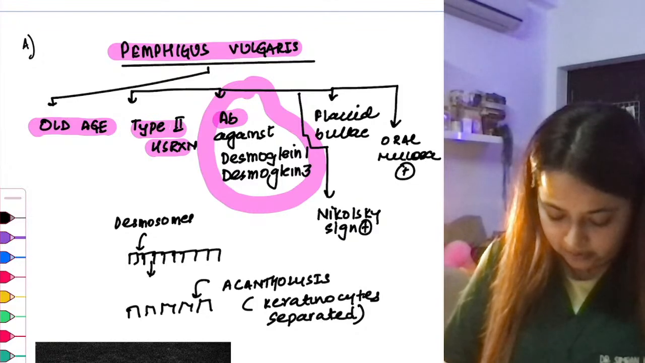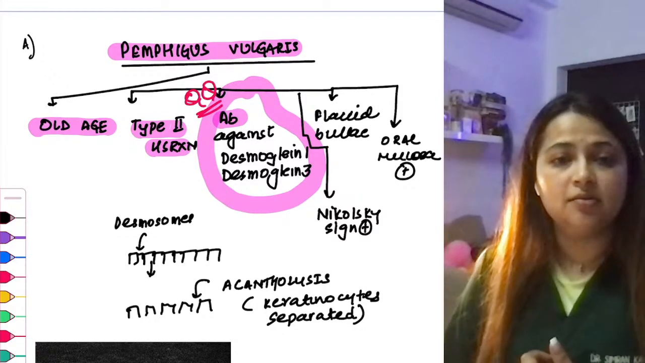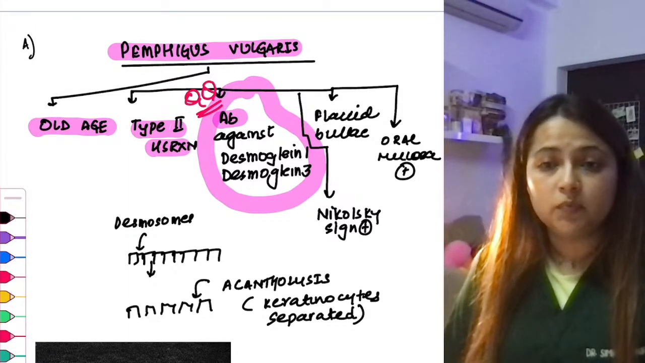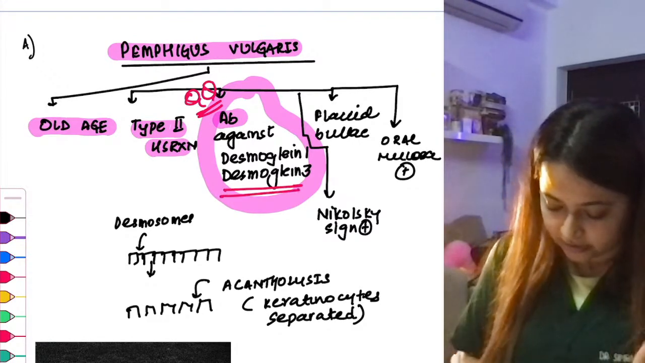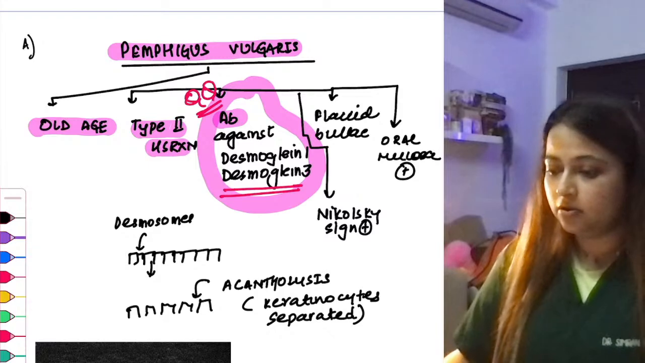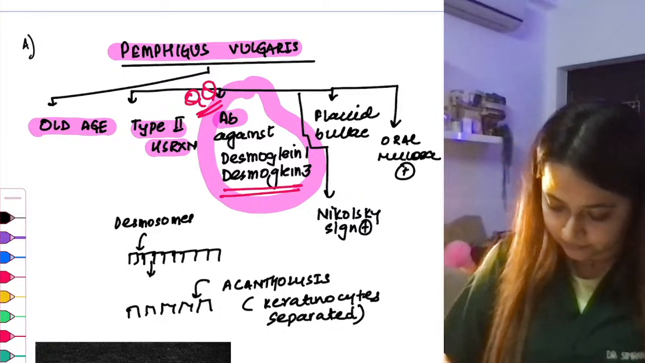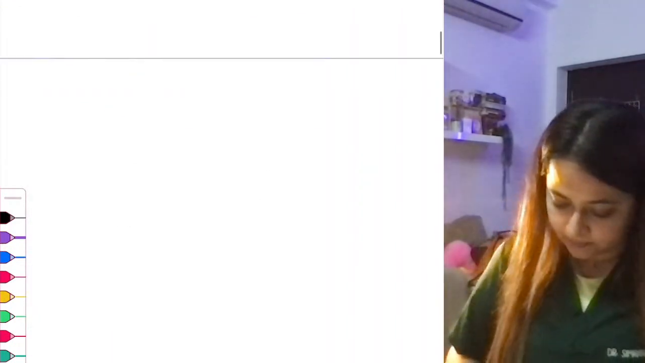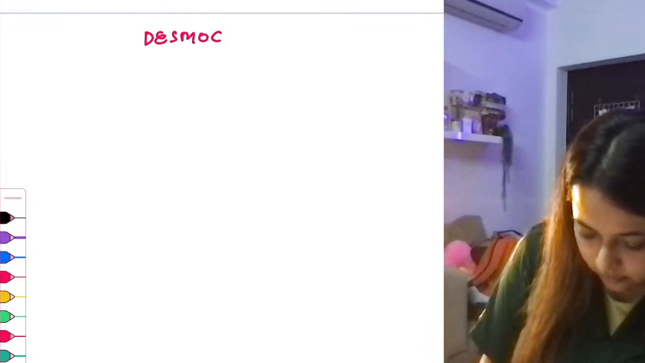Now, here in this condition, this is a very important point to mark. So, the autoantibodies in case of Pemphigus vulgaris are against what? The answer is desmoglein 1 or desmoglein 3. Okay, now next question here before moving ahead. So, what is this desmoglein 1 or desmoglein 3 we are talking about? Can anyone tell me about this? What is this desmoglein 1 and 3?